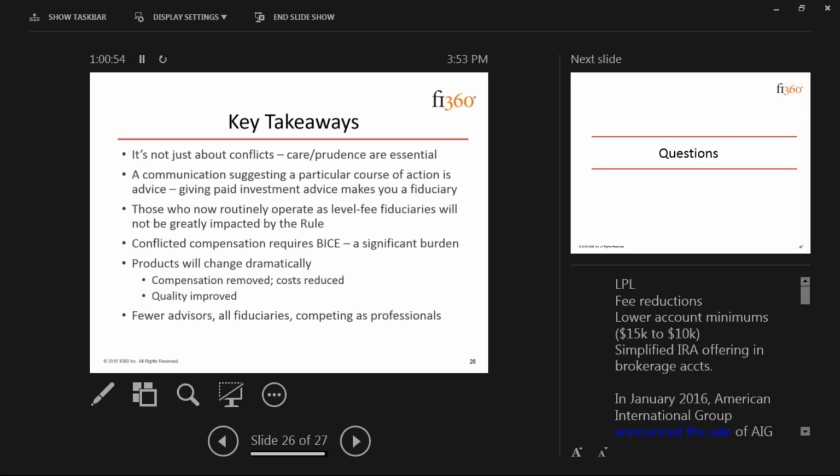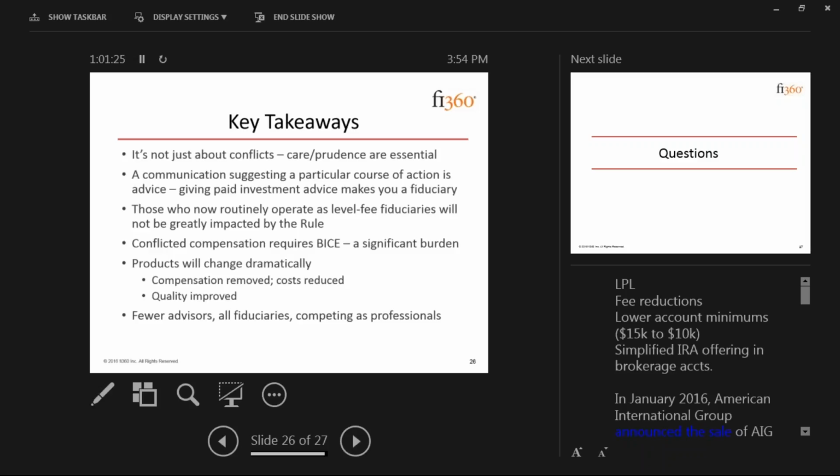And then finally, the key takeaways. It's not just about the conflicts. Care and prudence are essential. We spoke to those two fundamental fiduciary duties of loyalty and care, and both of those apply in a big way with respect to the new rule. Communication suggesting a particular course of action, and that's what's going to be evaluated as a communication, is going to deem you to be a fiduciary.